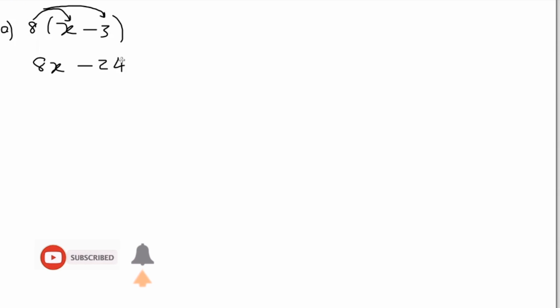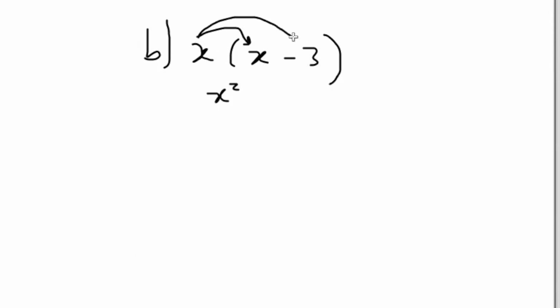Now let's look at another example. In this example, I will multiply a variable by the bracket. So I'm going to have the variable x being multiplied by x minus 3. So we have to distribute. So x times x, that gives me x squared. X times minus 3, that gives me minus 3x. And that's it.